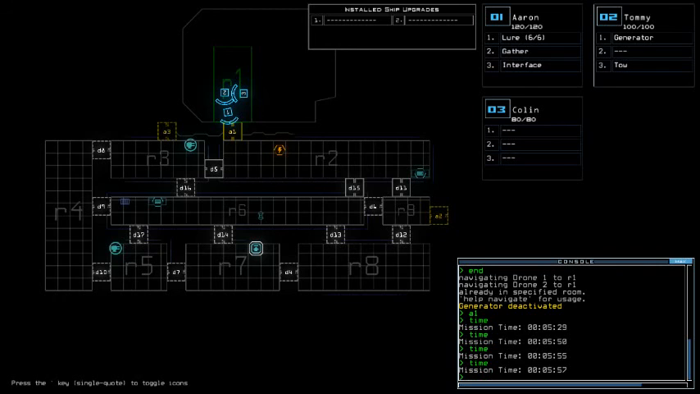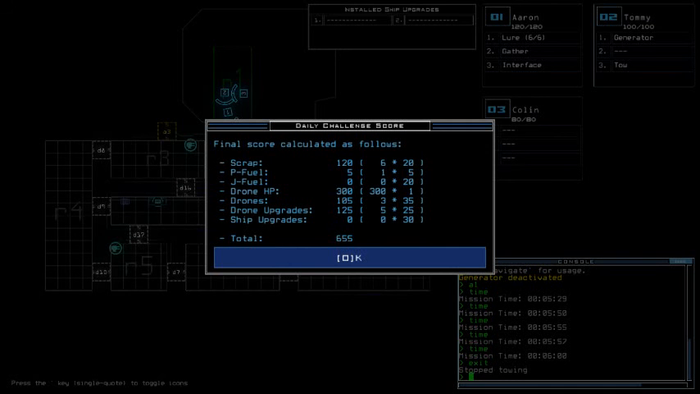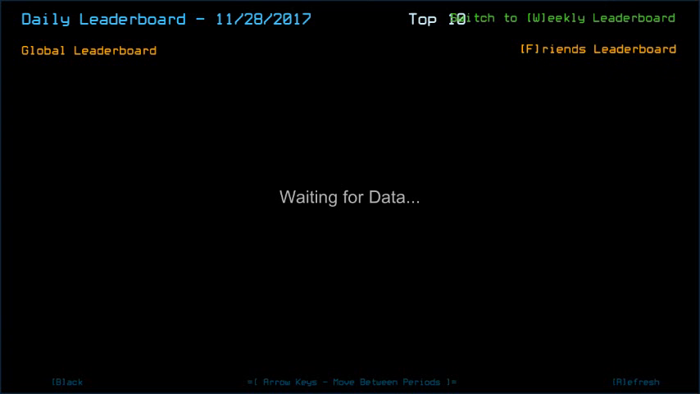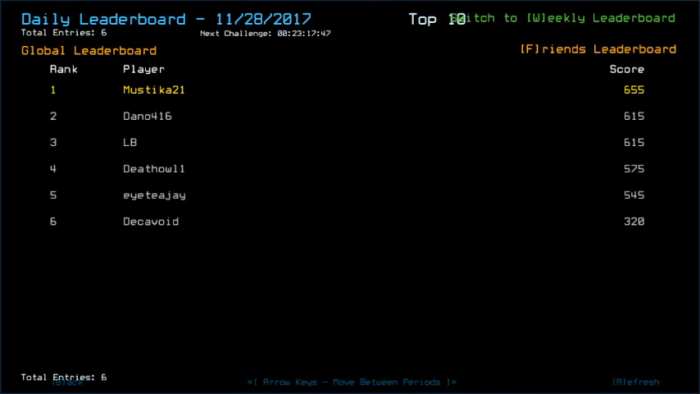So no radiation leak at the 6 minute mark. Yep, we're out of here. 6:55. Taking 6 scraps of pure fuel. Drone HP relatively okay, although not really that good, but still okay. And notable stuff to be had. Okay. Yep, ship scan can help there. Dano and LB got 615, Dead O 11 got 575, ITJ got 545, and Dickavoy got 320. Yeah, slimy Leaper, gotta be careful there.